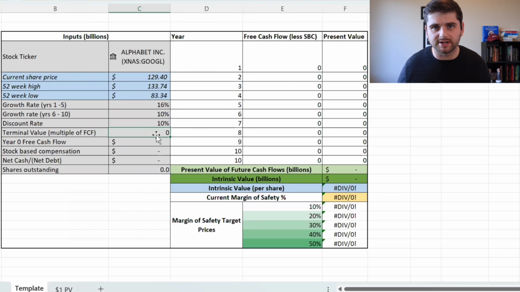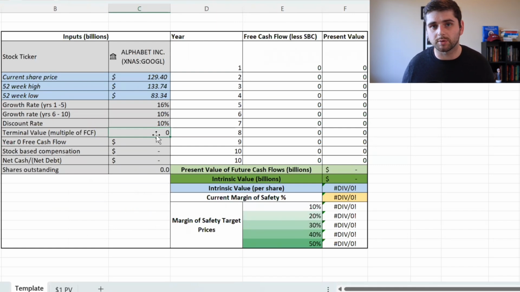Now, during this exercise, we're basically going to project out some free cash flows, and then we're going to theoretically sell the business in 10 years and also get some cash flow from that. And this terminal value multiple is basically what multiple of cash flow we might be able to sell our business for in 10 years' time.